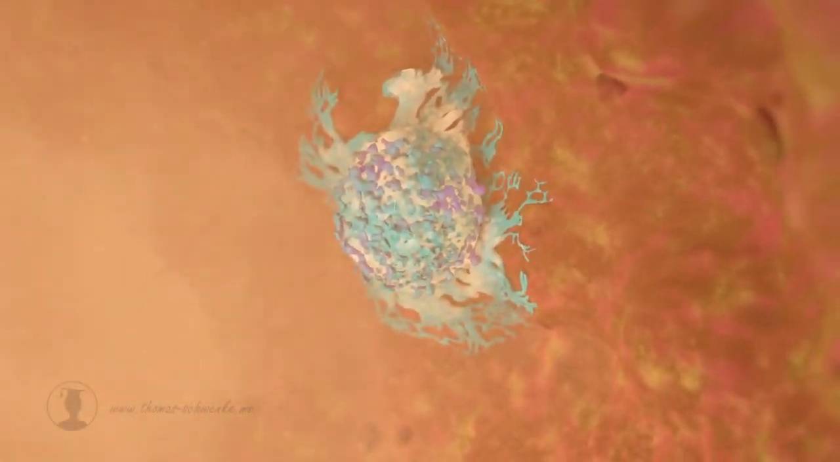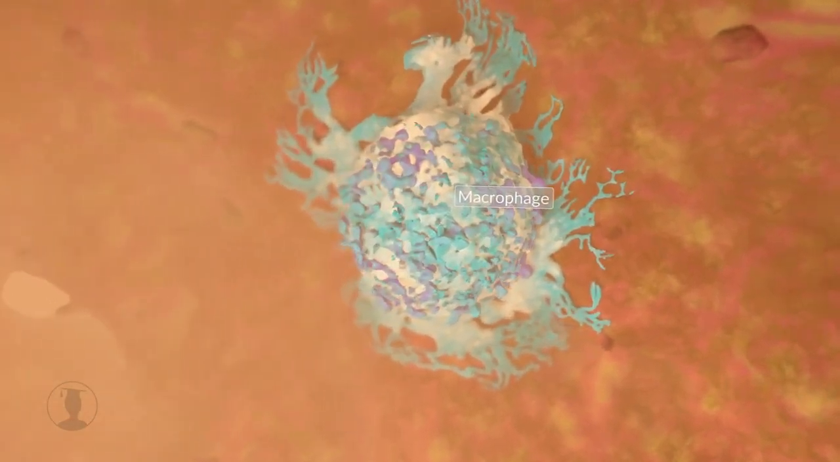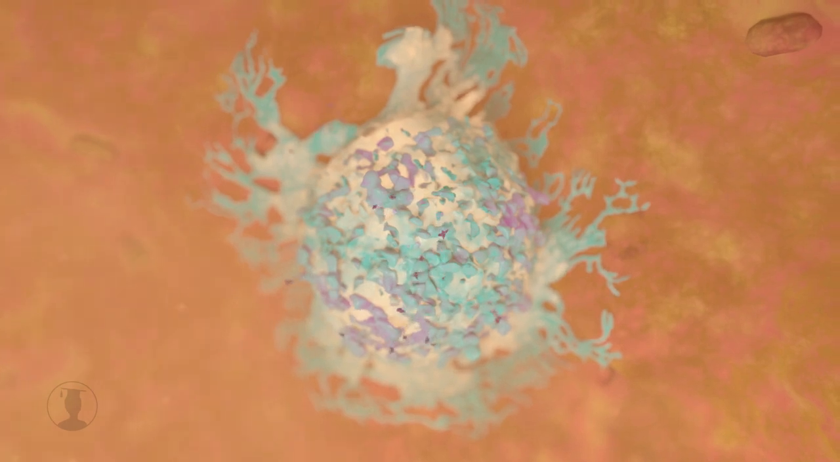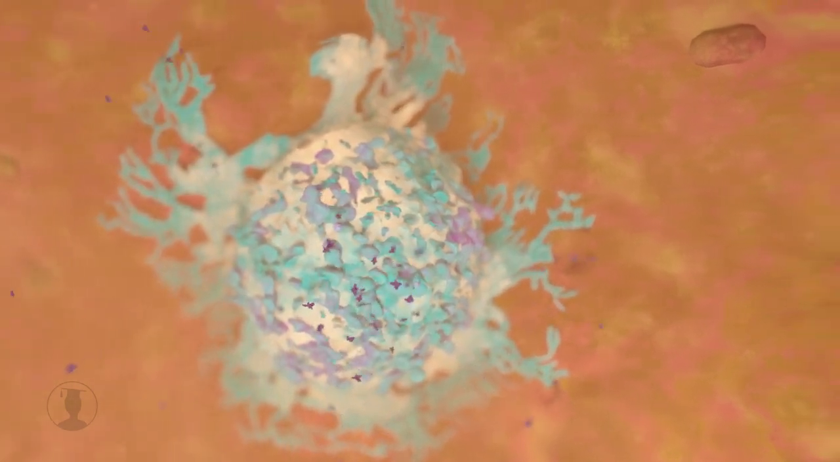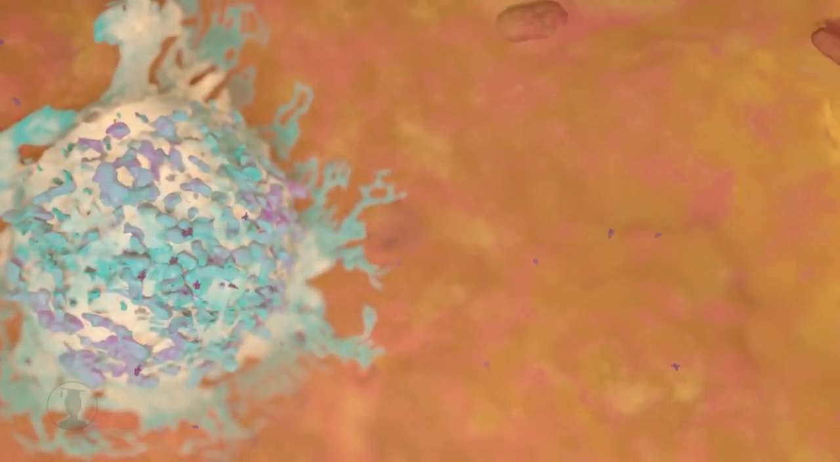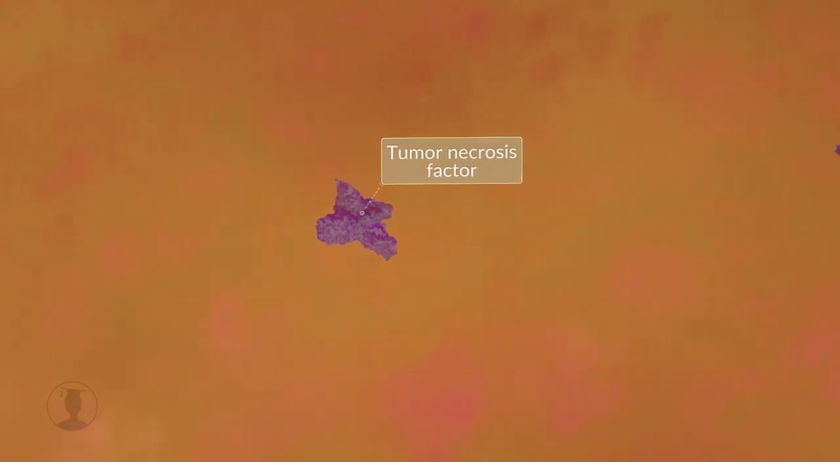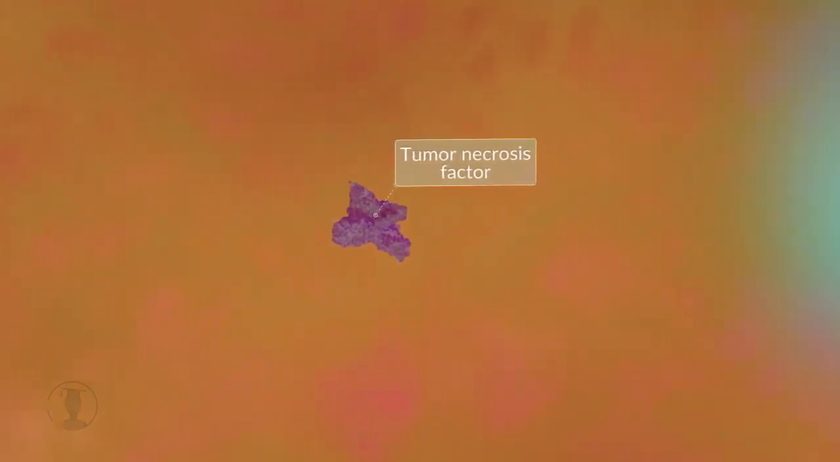Other cells of the innate immune system are macrophages. They arrive on the scene before neutrophils, phagocytose bacteria, and produce a signal substance, tumor necrosis factor. It suppresses the feeling of hunger, causes fever, and stimulates leukocyte production.